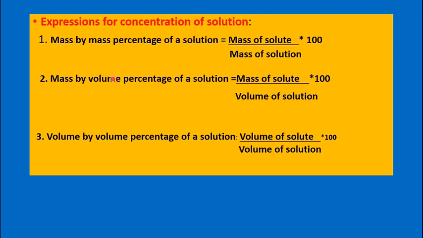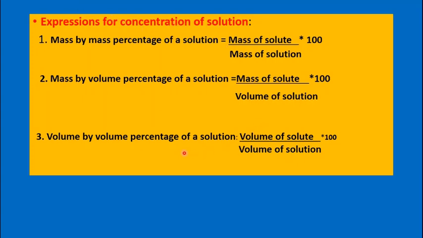The second formula is mass by volume. We take the mass of the solute and the volume of the solution. So the mass of the solute divided by the volume of the solution, and then multiplied by 100. That is known as mass by volume percentage of solution. The third method is volume by volume percentage of a solution. Here we take the volume of the solute, divide it by the volume of the solution which is given, and finally multiply that by 100. So we are going to use these three formulas for calculating the concentration of a solution.